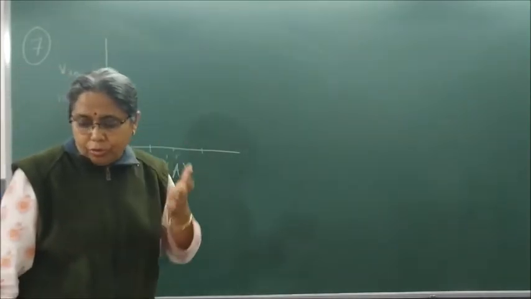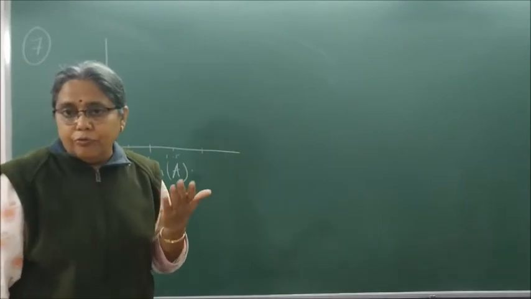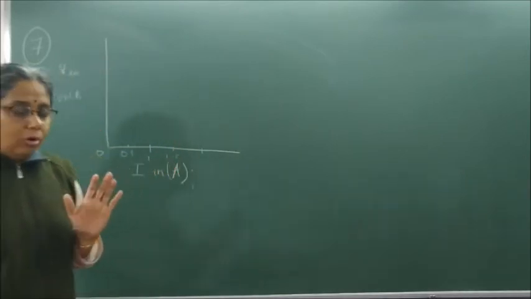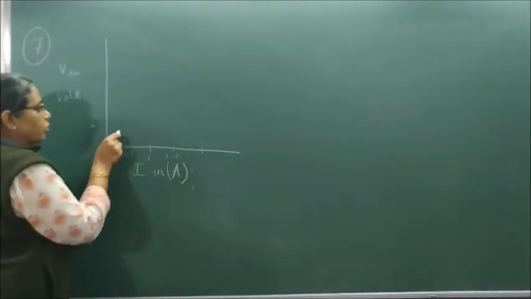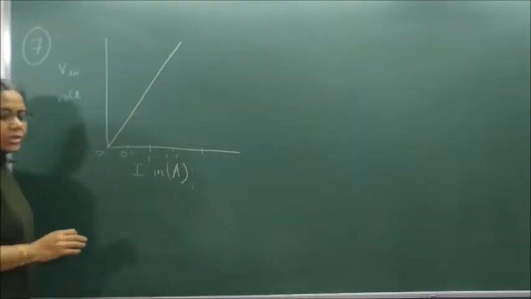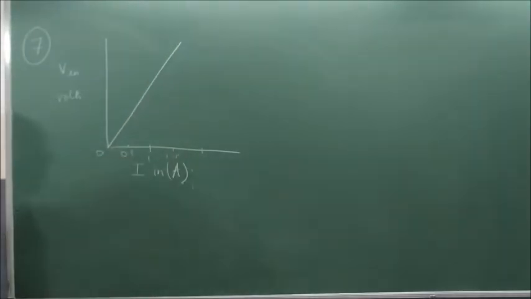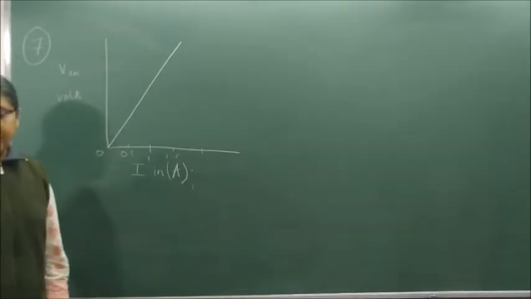2, 4, 2, 4, 6, 8, 10. You will always get a graph which is a straight line passing through the origin. Okay. We need to find out the resistance.